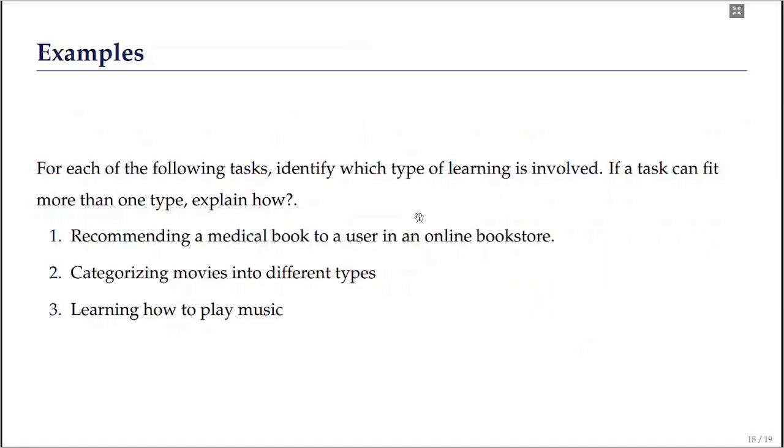Now let's consider these three simple examples and identify whether each example is supervised, unsupervised, or reinforcement learning. Recommending a medical book to a user in an online bookstore. Here, it can be considered as a supervised type of learning. The user preferences can be considered as the label or the dependent variable, and the characteristics of the medical book can be considered as input features.